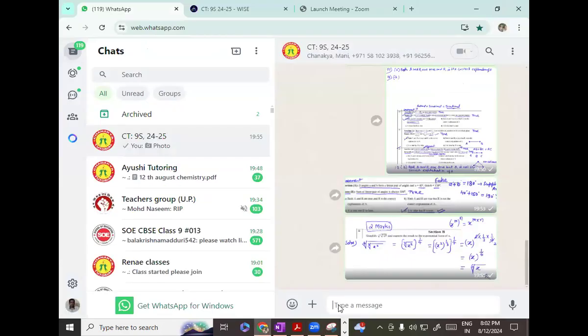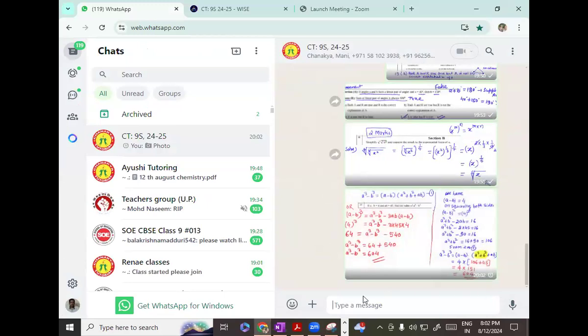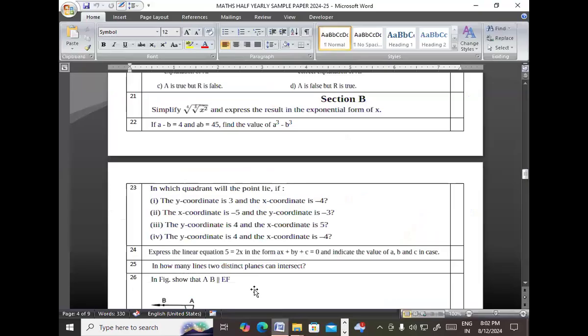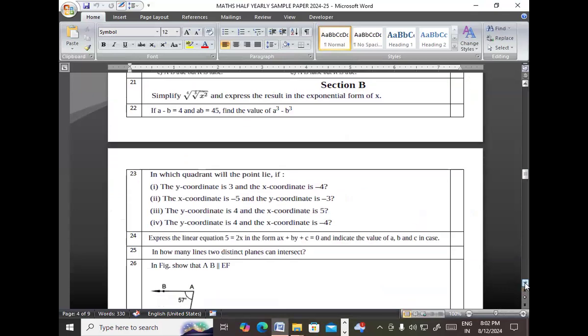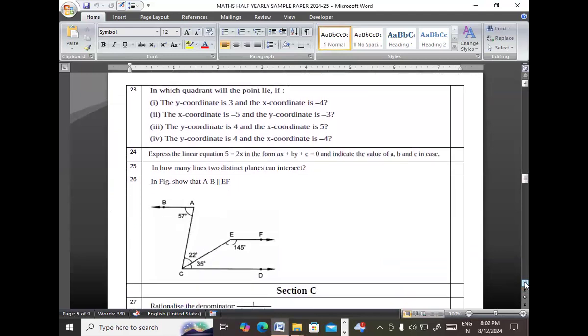I sent 22 questions, okay? Then solve it. Can you solve the next 5 questions? Right, question 3, can you solve? In which quadrant will the point lie if? Can you try question number 23? 23 to 26. Yes, sir.